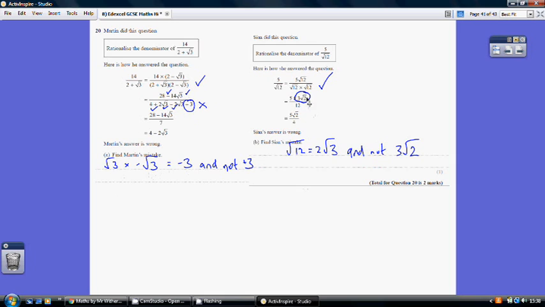Now where did Sian go wrong? She went wrong when she was trying to simplify this root 12. Root 12 is root 4 times root 3, which is 2 root 3. So root 12 is 2 root 3 and not 3 root 2.